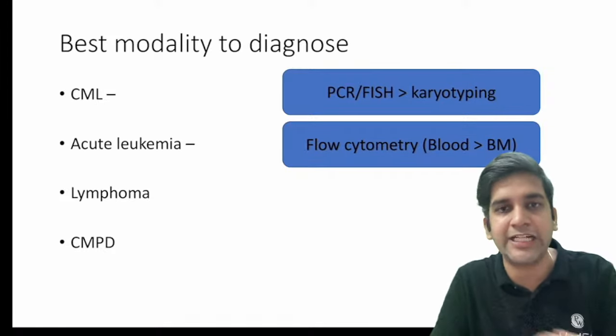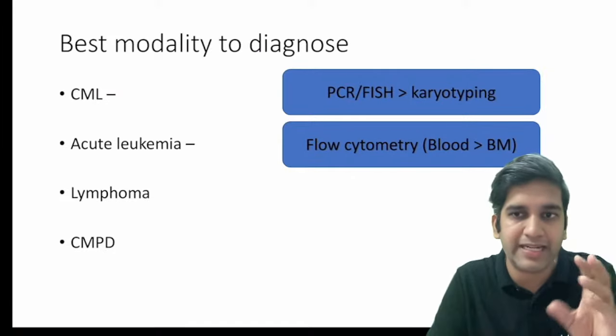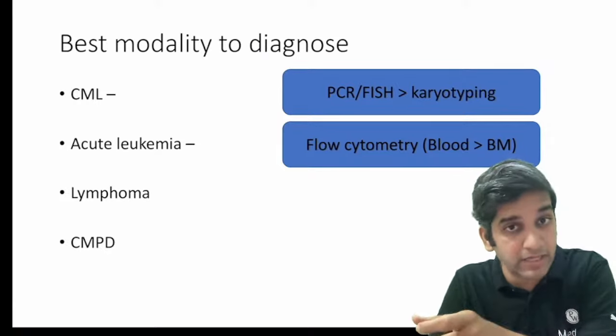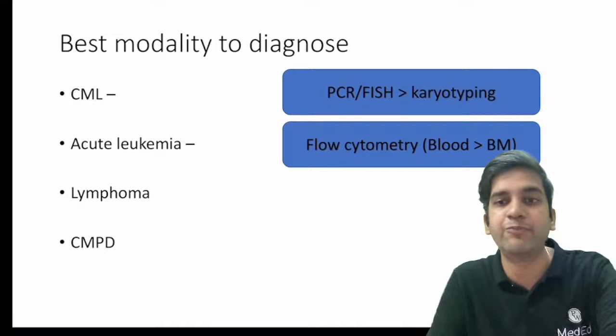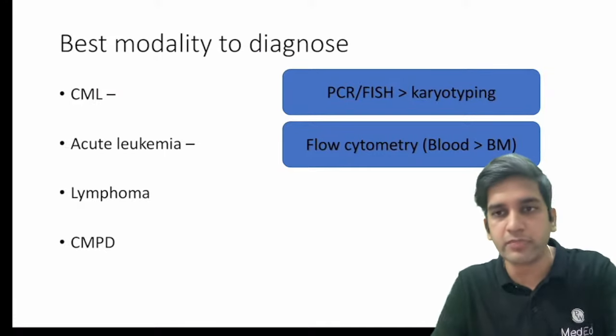Acute leukemia, it's undoubtedly flow cytometry. Blood, if I can pick it up, or bone marrow. CD markers using flow cytometry, right? The purpose of flow cytometry is CD markers, fine? Okay. Lymphomas, investigation of choice.